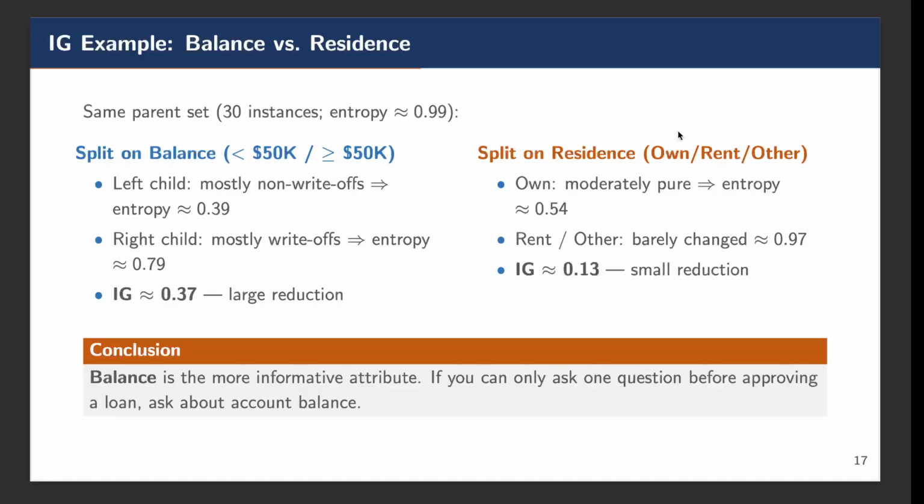And then next we compare two attributes, which are balance and residence. Let's say if we split on balance, we get a large reduction in entropy with an IG of about 0.37. But if we split on residence, it results in a much smaller reduction with an IG of only 0.13. So what would be the conclusion here? Balance is the more informative attribute. If you can only ask one question, then ask about the account balance instead of residence.